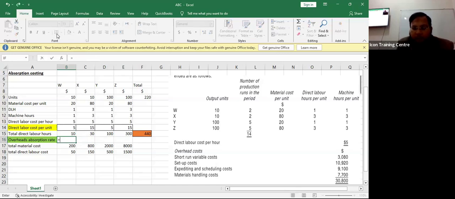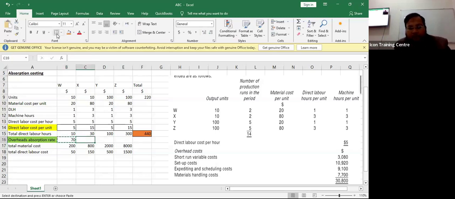Now we need to calculate the overhead absorption rate. It will be given in the question: 30,800, which is the total overheads, divided by this 440. So it gives you 70. And that is constant for every month. 70, 70, 70. Now this absorption rate is $70 per direct labor hour.